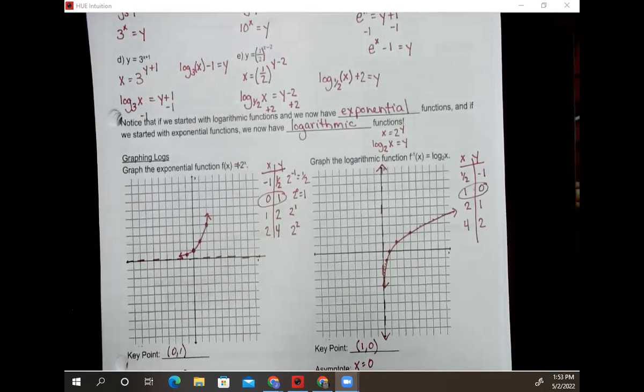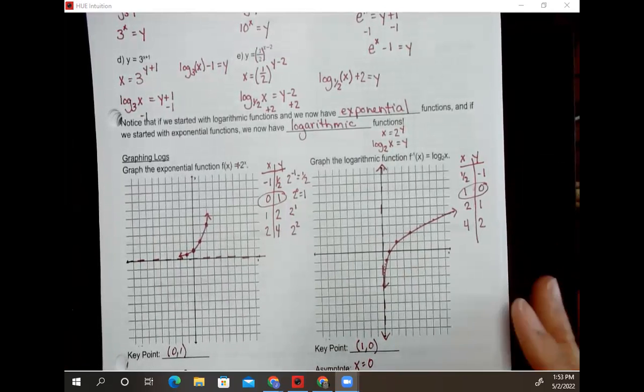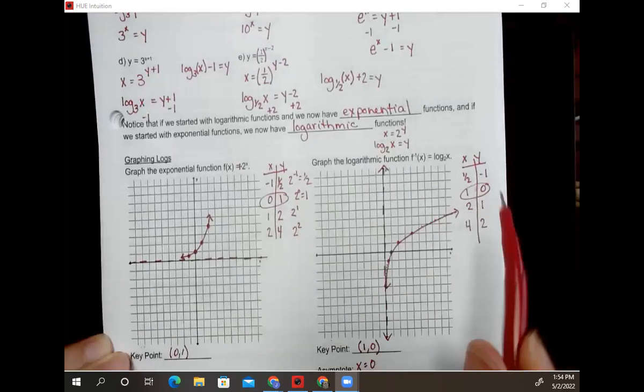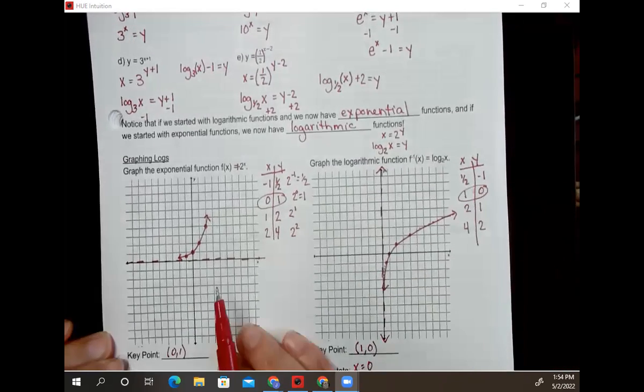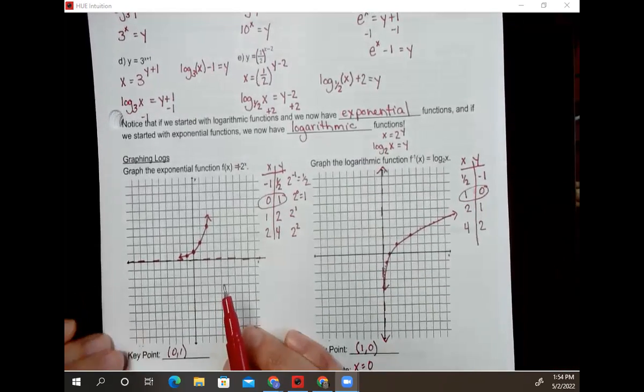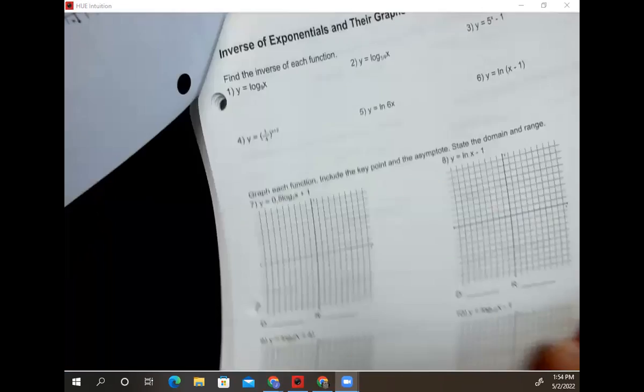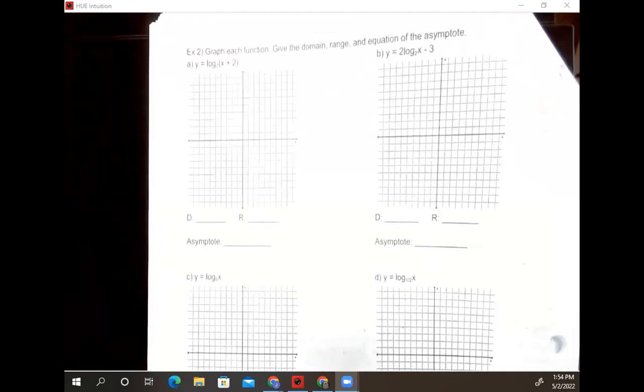As we graph some more log functions on the next page, I'm going to show you a strategy based off of this idea that logs are inverse exponential functions, so that we can rewrite logs as exponential functions. So let's go ahead and turn the page to page 38. And let's take a look at a few more graphs here.